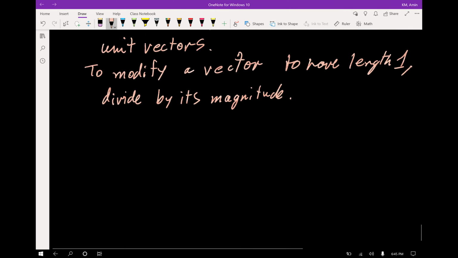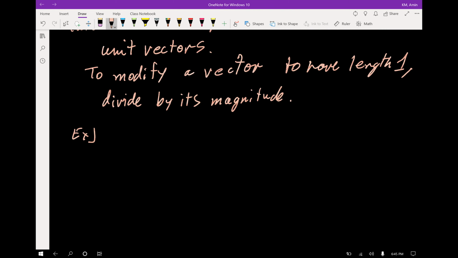So let's look at some example. You guys should know this. This is super easy. What's the magnitude of this? 3, 5, and 7. Take out your calculator. What's the magnitude of this? Chop, chop. Give me exact answer.